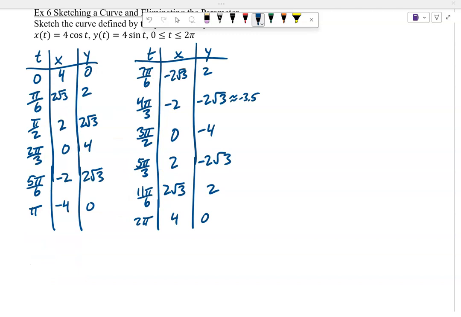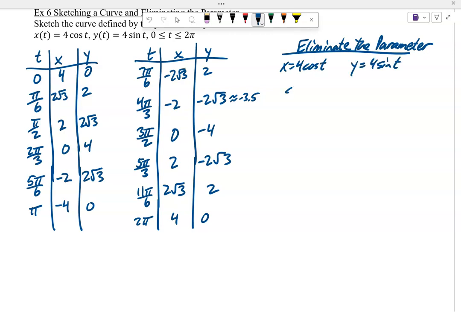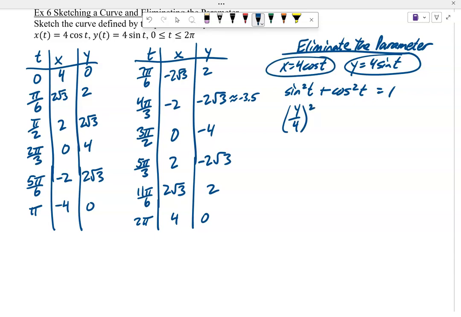All right, so I've got the table values sketched out. I'm going to go ahead and eliminate the parameter right now before I sketch this. It kind of looks like it'll be a big giveaway here. We have x equals 4 cosine t. We have y equals 4 sine t. And we know sine squared t plus cosine squared t equals 1. Well, sine of t from this one would be y over 4, so that's got to be squared because sine is squared. Cosine of t would be x over 4.